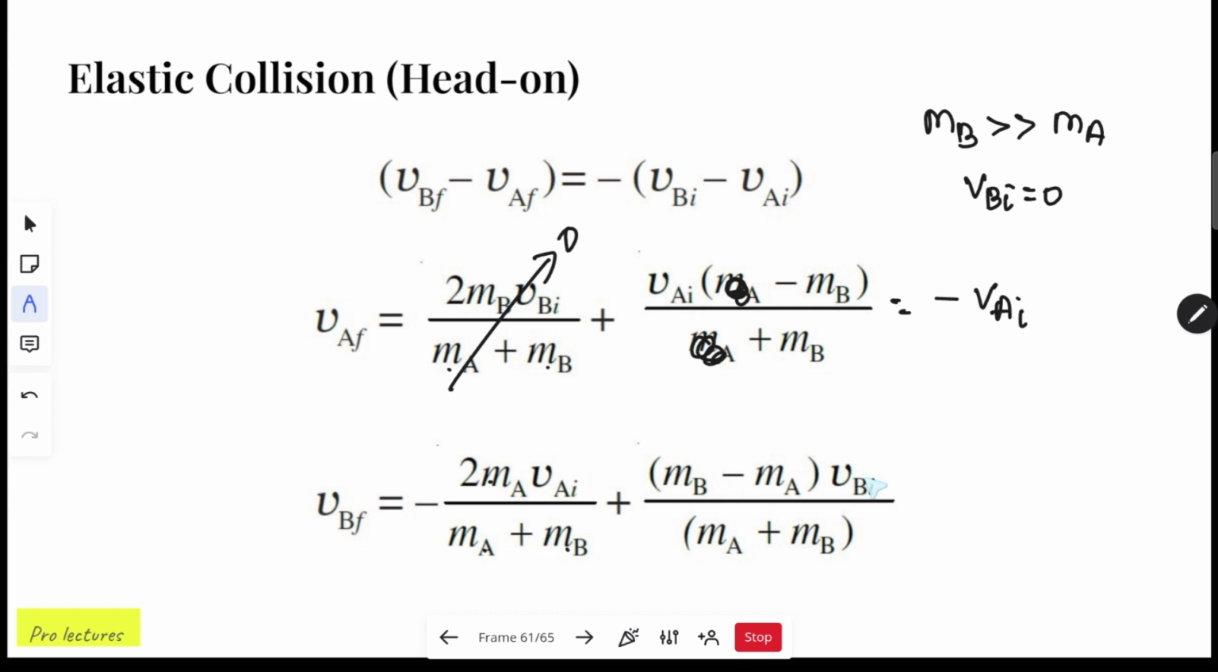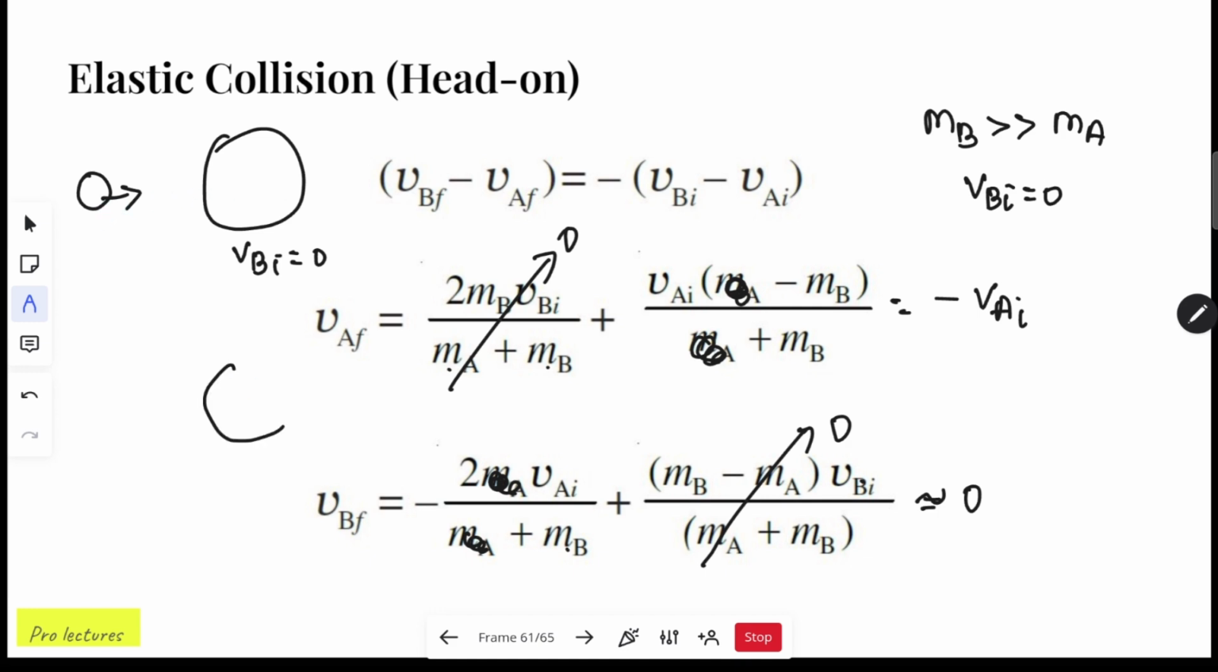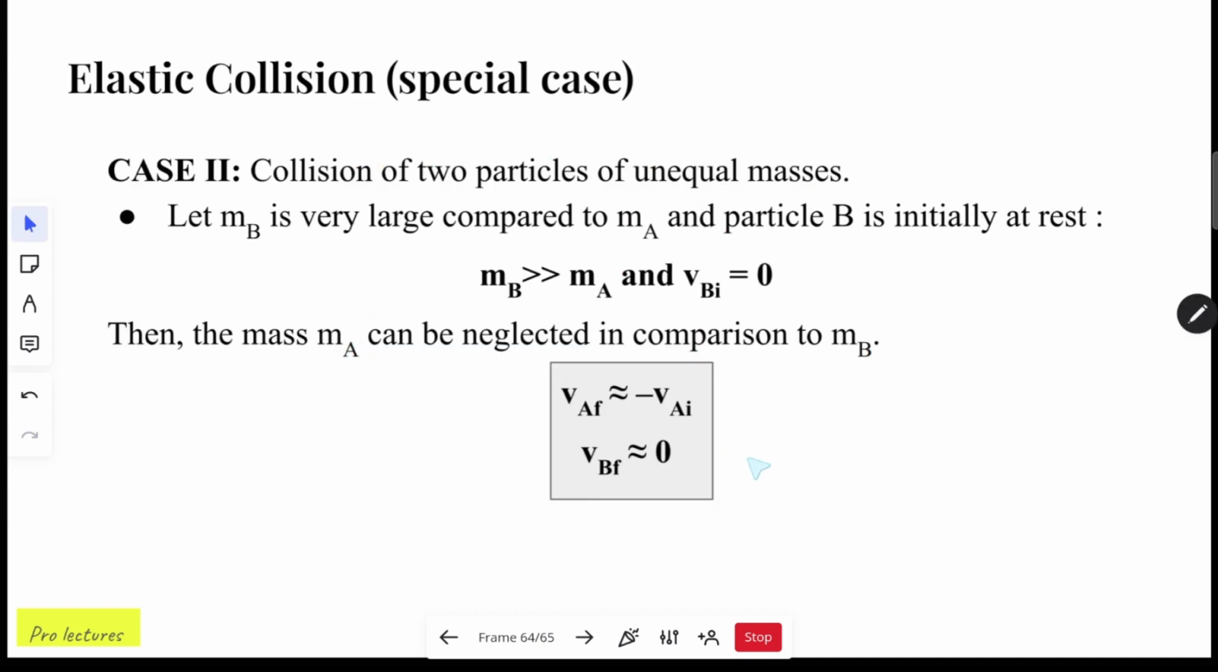And if you see this part, VBI is 0, so this component is 0. And we can ignore this part. So basically 1 by something big will become 0. So approximately it's 0. This was a small ball, this was a big ball, this was at rest. So this was moving. It will move, and after collision, ball B remains the same. Ball A, after collision, moves again in the opposite direction. That's why the minus sign. This will continue to stay at rest. So this is what we got.